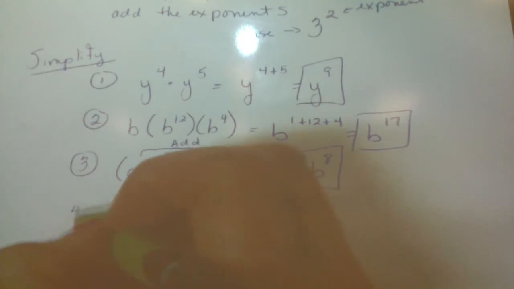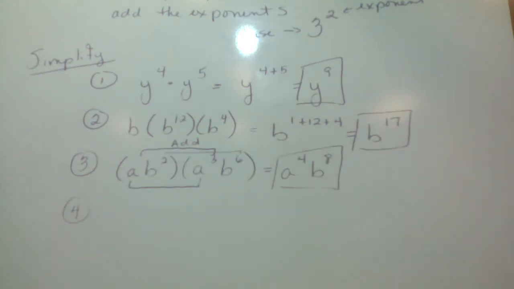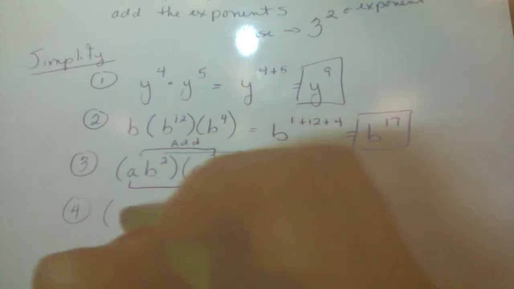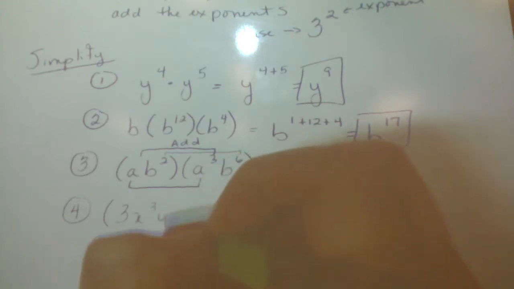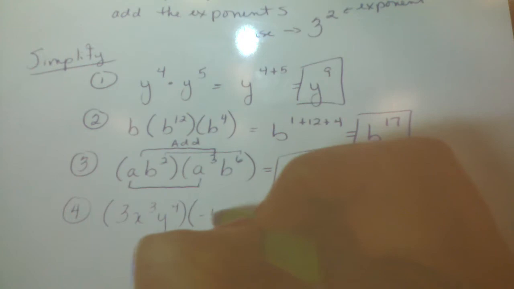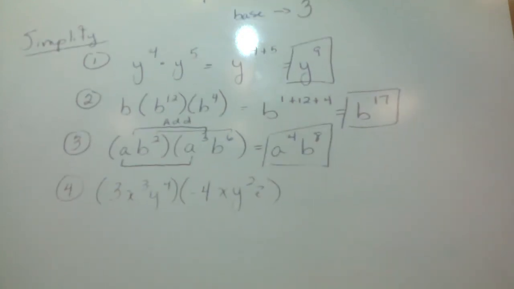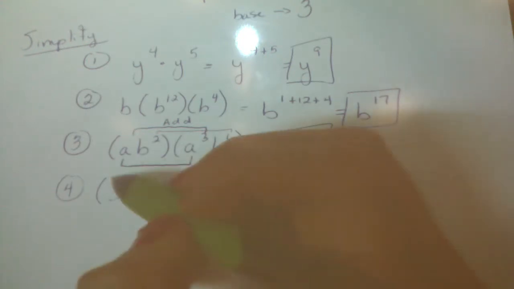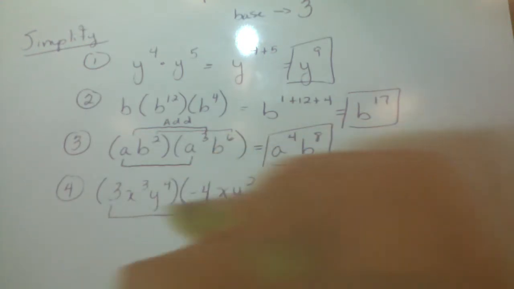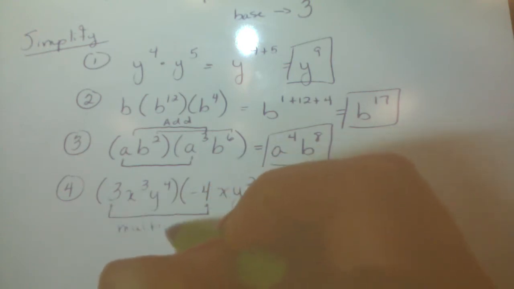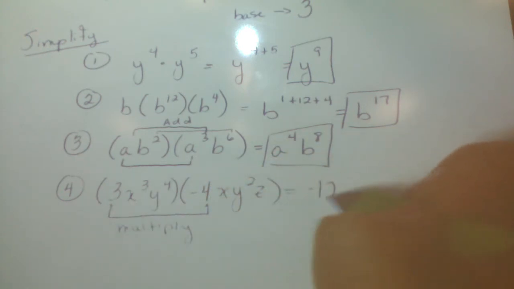All right, now let's take a look at when there's a coefficient out in front. Well, we do have coefficients out in front here, but they're 1s. So let's take a look at when the number is not a 1, it's greater than 1. So I have 3x cubed y to the 4th times negative 4xy squared z. So those numbers out in front, those coefficients, since the operation is multiplication, I'm going to multiply these numbers that are out in front. So that's giving us negative 12.